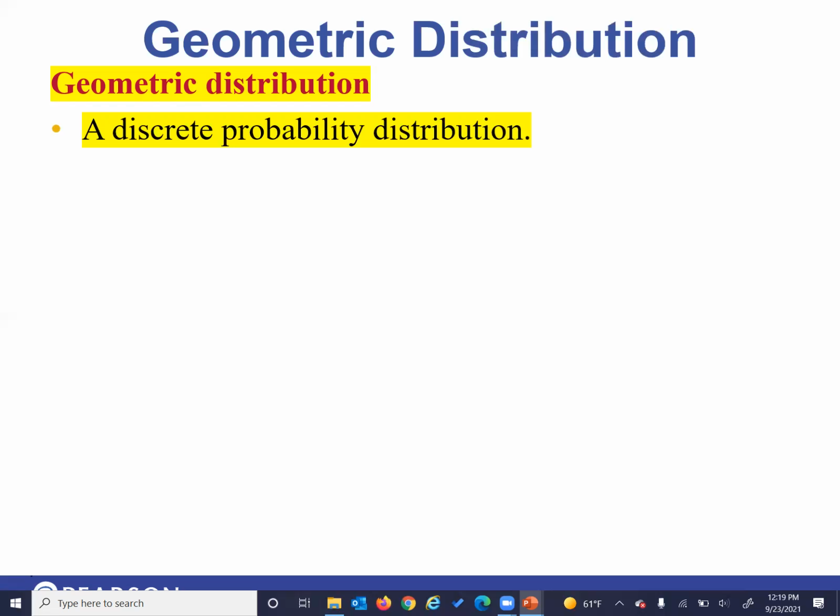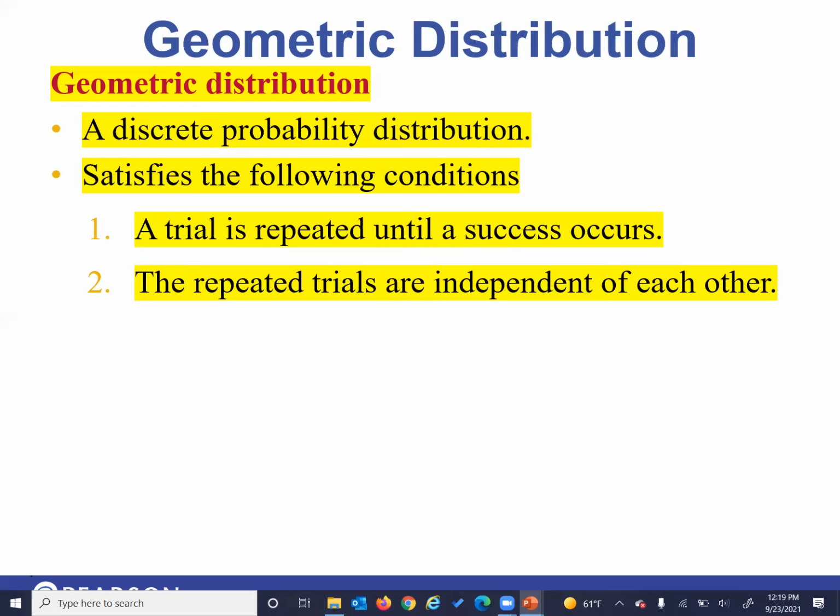There's two different distributions here. Geometric distribution: first things first, it has to be a discrete distribution with countable things. And then, of course, it has to satisfy these properties right here.